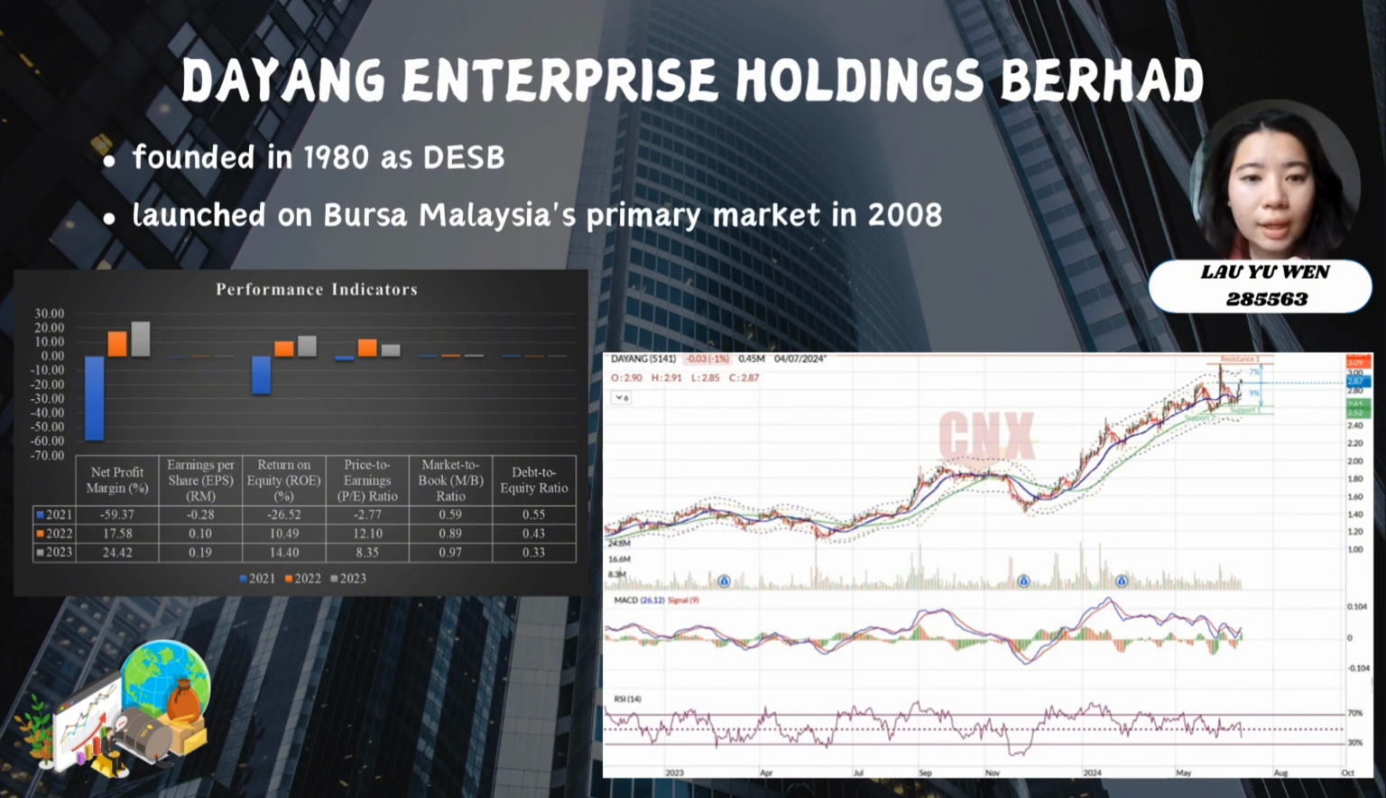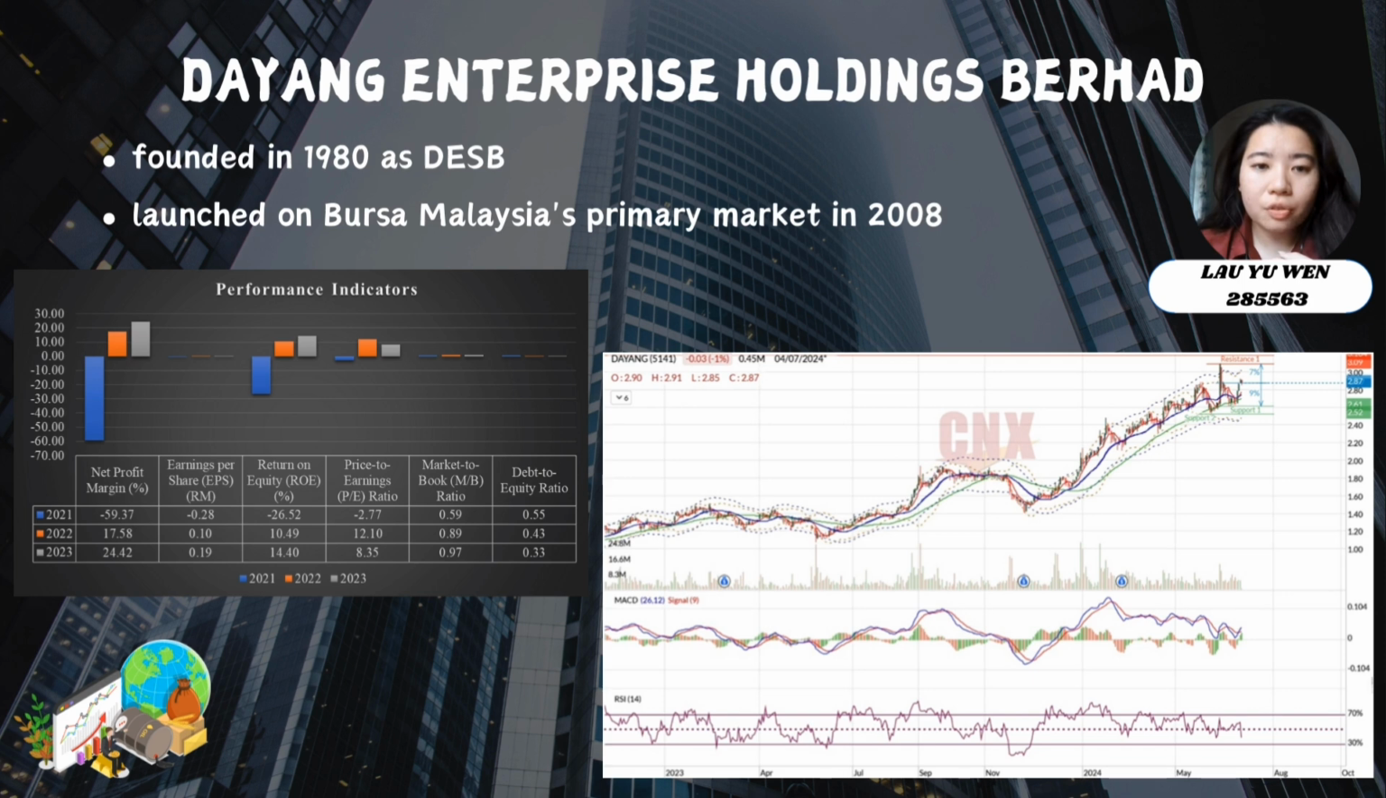Performance indicators for Dayang from 2021 to 2023 show significant improvements. The net profit margin rose from negative 59.37% in 2021 to 24.42% in 2023, indicating a recovery from previous losses. Earnings per share (EPS) improved from negative 28 cents in 2021 to 19 cents in 2023, and return on equity (ROE) increased from negative 26.52% to 14.40%, highlighting a return to profitability.